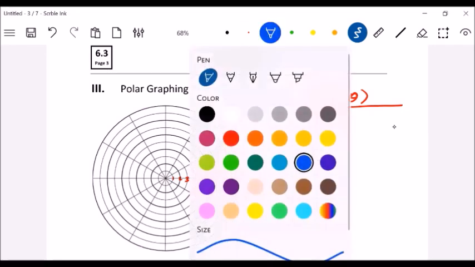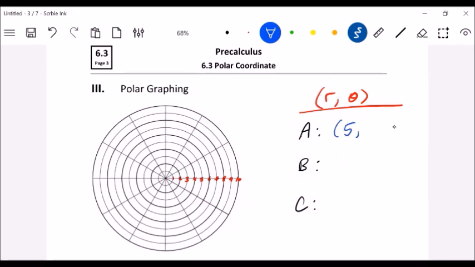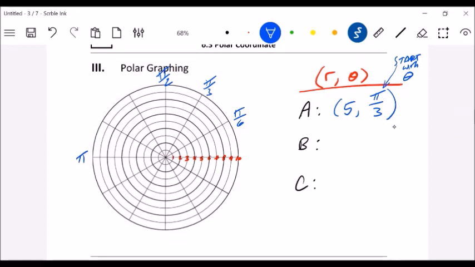So for A, let's find 5 and pi over 3. In this case, you start with the angle first. Okay, so start here. Start with theta. So you go and identify where that is. Well, if this is pi over 2, then here is pi over 6, and here is pi over 3. And this is pi, and 3 pi over 2. And that'll help to orient us so that we can work with it going around for the next ones too.